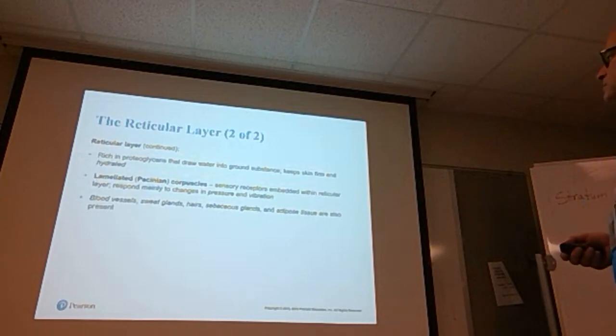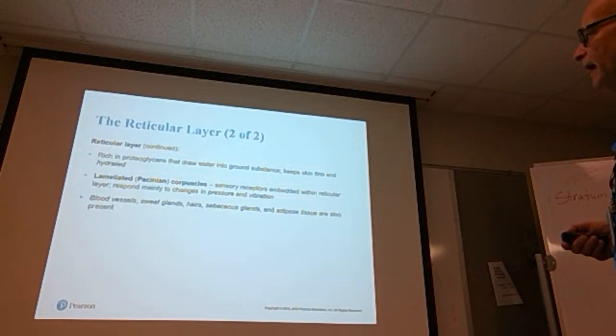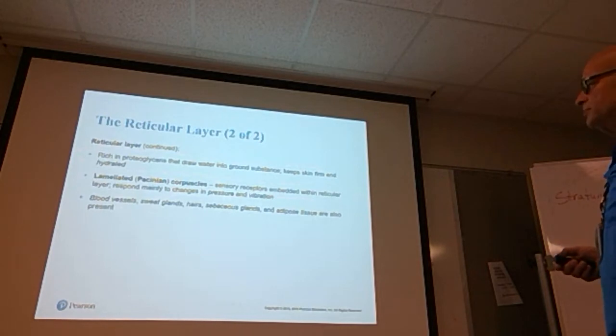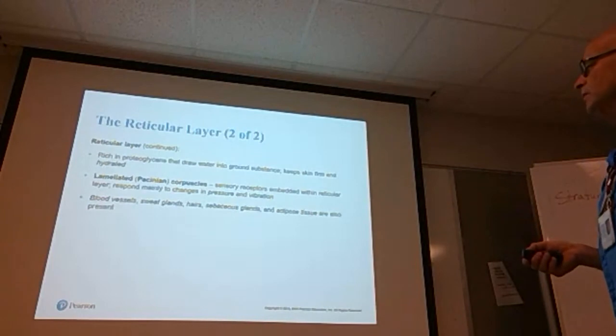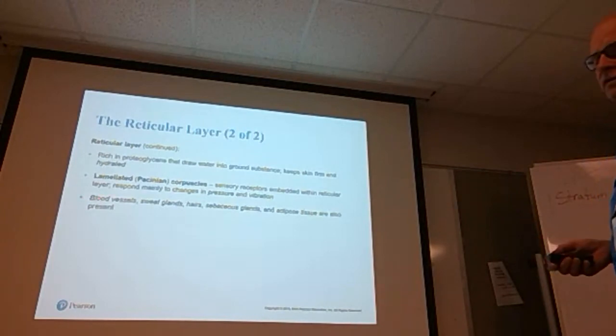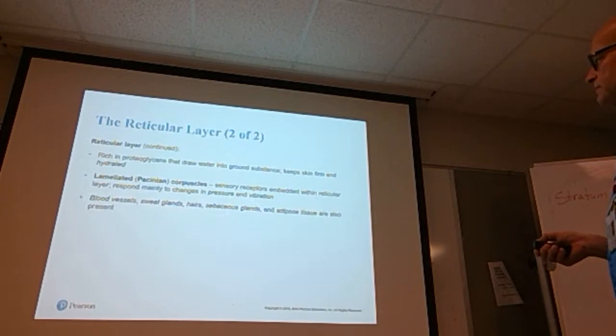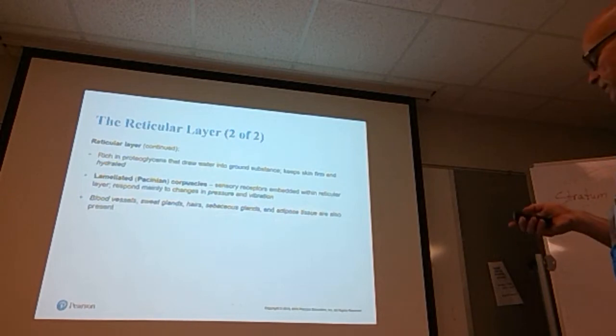The Pacinian corpuscles are sensory receptors found within the reticular layer. They respond primarily to pressure and vibration. The reticular layer is also where you're going to find many blood vessels, your sweat glands, the roots of the hairs, the sebaceous glands, and the adipose tissue, aka the fat layer, is also found in that region.